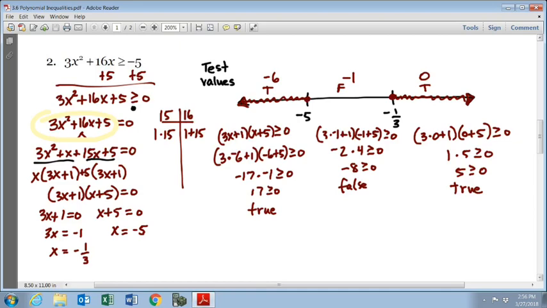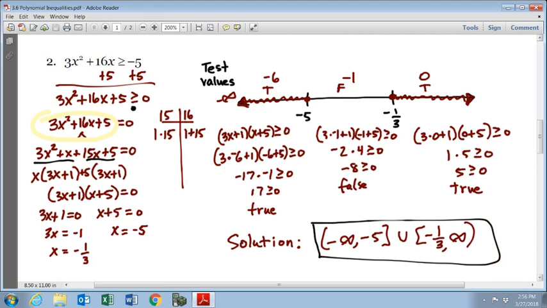So now we're ready to write our solution. And again, because it says greater or equal to 0, we are including when this polynomial equals 0, which is at our critical values. That's why we had those solid dots. So from left to right, in our solution, we're going to start at -infinity, so out here, basically, to -5, and I use the bracket because we're including -5, and then it'll be union -1/3 to infinity. So any value in these two intervals, if you plug it into the inequality, it makes it true.